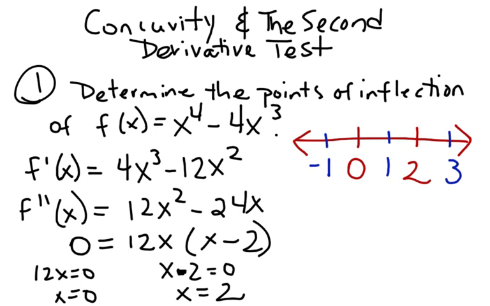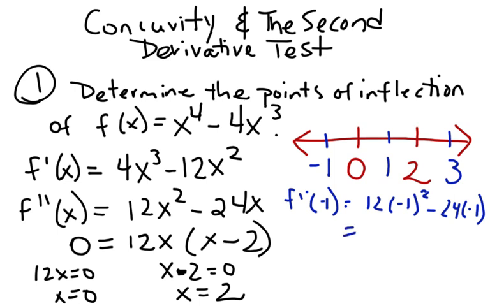So I'm going to substitute those three values into the second derivative function. F double prime of -1 would equal 12 times -1 squared minus 24 times -1. Now, I really don't care what the value itself is of this. I'm really looking for a sign here, and this is definitely going to be positive. So I've got positive values for my second derivative when I'm at x values less than 0.